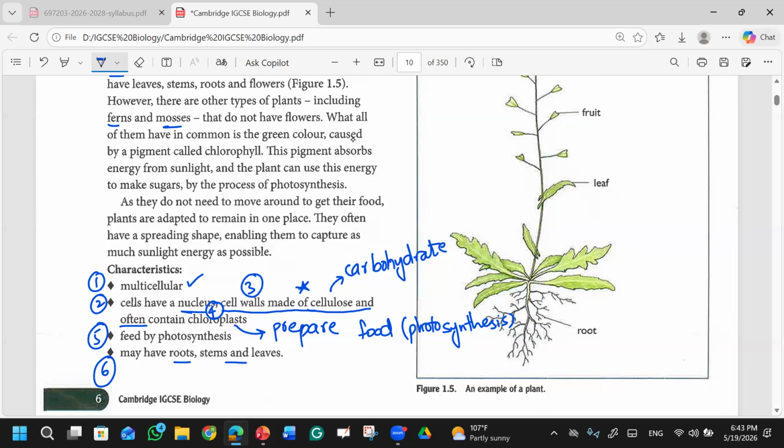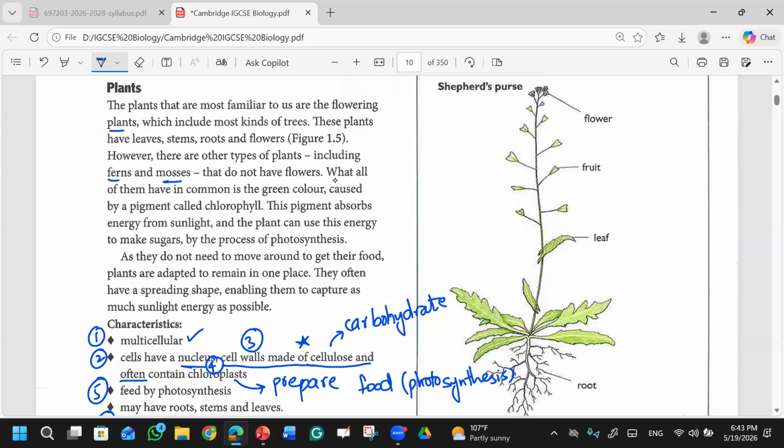One more thing over here. What all of them have in common is the green color, okay? Green color caused by a pigment called chlorophyll. You see, this is a common thing in the plants. Mostly they are green in color. Why are they green in color? Because they have a color pigment that is chlorophyll.